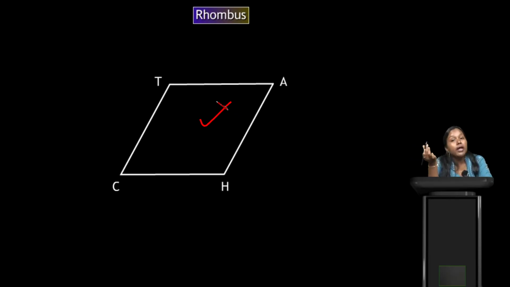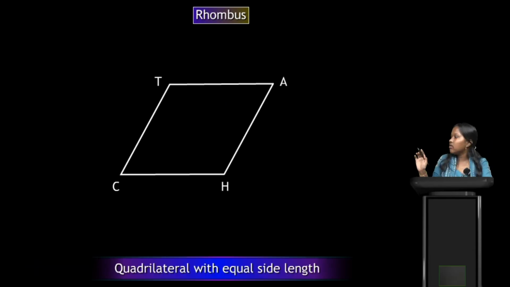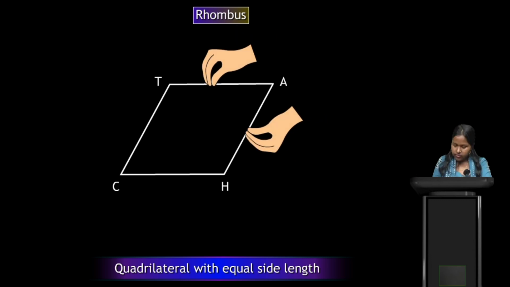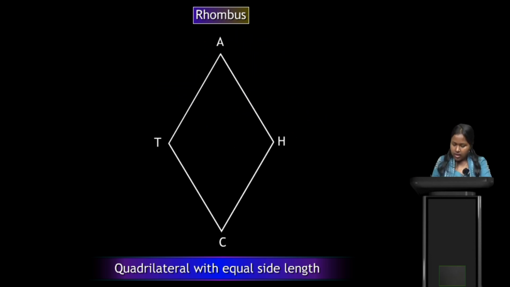So rhombus is also coming under parallelogram, but all the parallelograms are not rhombus. Why? Because a parallelogram's basic condition is opposite sides should be equal. Adjacent sides may or may not be equal. So in the case where adjacent sides are not equal, it is not a rhombus. And when adjacent sides are also equal, that means all four sides are equal, which is fulfilling the condition for rhombus, so it will be a rhombus. So from here we got a quadrilateral with equal side length. Here you see, this is called a rhombus. Okay.